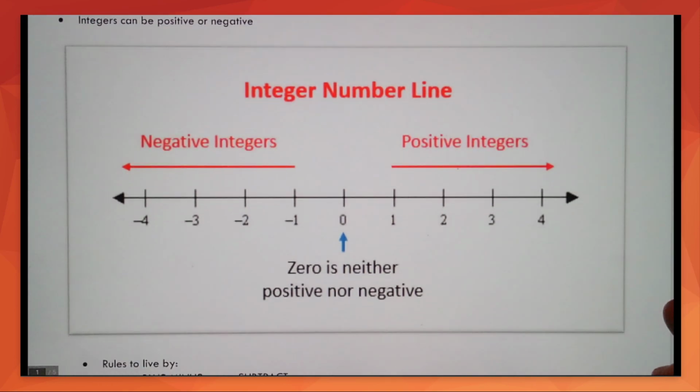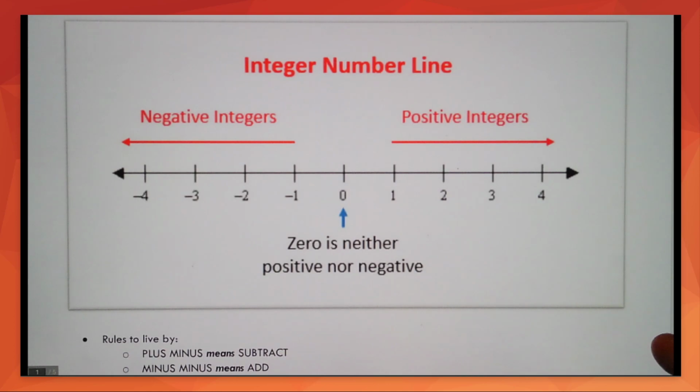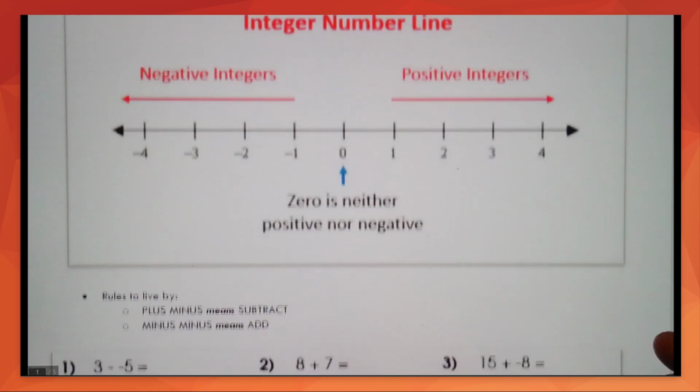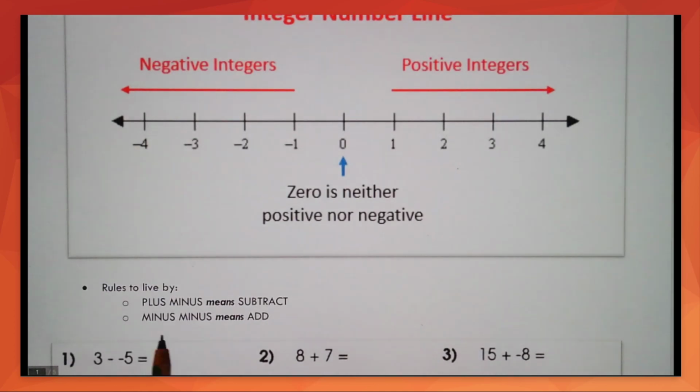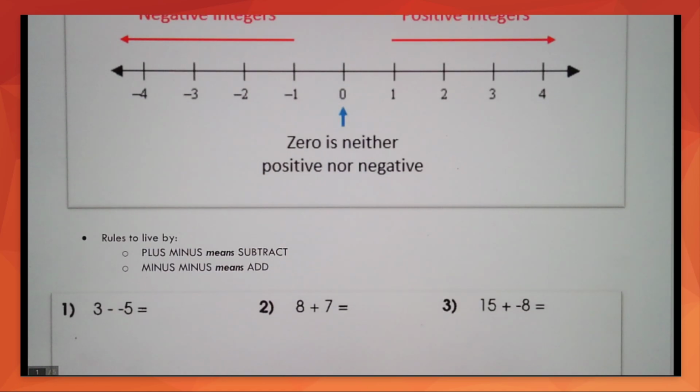And the rules that you want to live by when you're adding and subtracting integers is that if you have an operation that says plus minus, that means that you are subtracting that number. You're going to reduce the number by whatever the quantity is. And if you have a minus minus, that just means that you're going to add them. So we're going to do some examples so you know exactly what I'm trying to say.